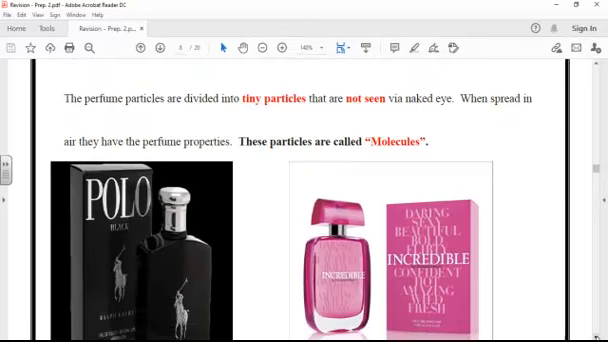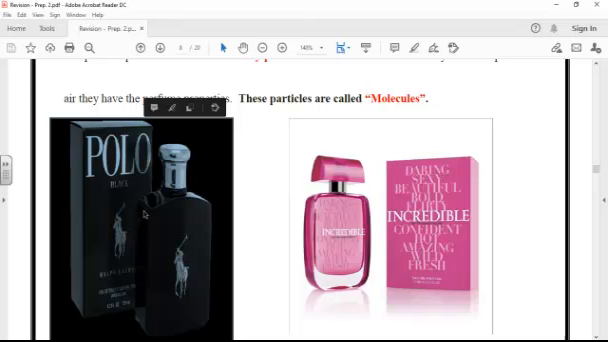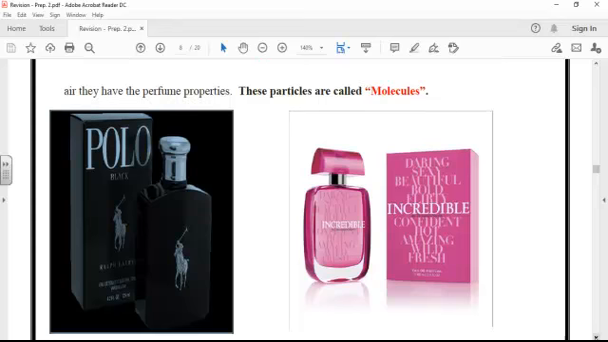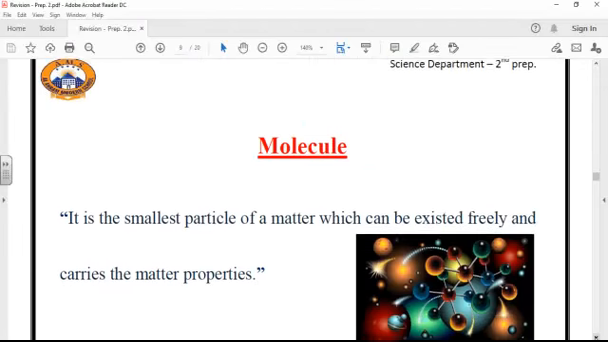As you can see here, for example, this perfume bottle, if you open it and leave it in a room for a period of time, you can find the smell everywhere because the molecules of the perfume move and spread everywhere and mix with the air molecules because they are in continuous motion. It means that matter consists of small particles called molecules that cannot be seen by our naked eyes.